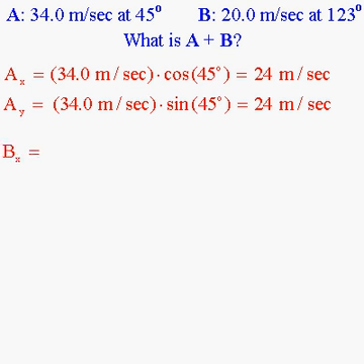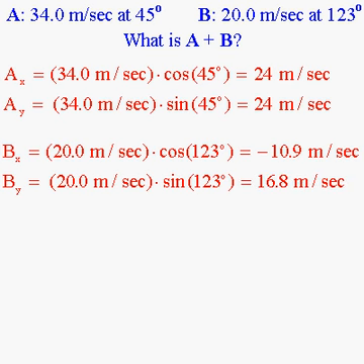The x component of vector B is calculated by taking the magnitude, 20.0 meters per second, and multiplying by the cosine of the angle, 123 degrees. When I do that, I get negative 10.9 meters per second. The y component of vector B is calculated by once again taking the magnitude, 20.0 meters per second, and multiplying by the sine of the angle, 123 degrees. When I do that, I get 16.8 meters per second. In each case, I can keep three significant figures because both the magnitude and the direction have three significant figures.